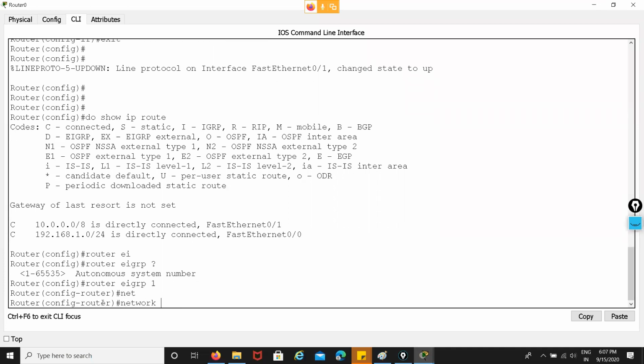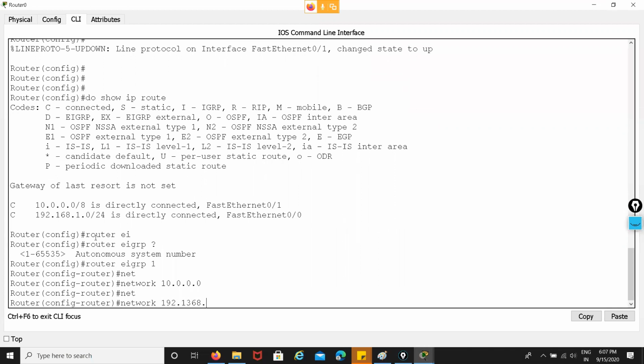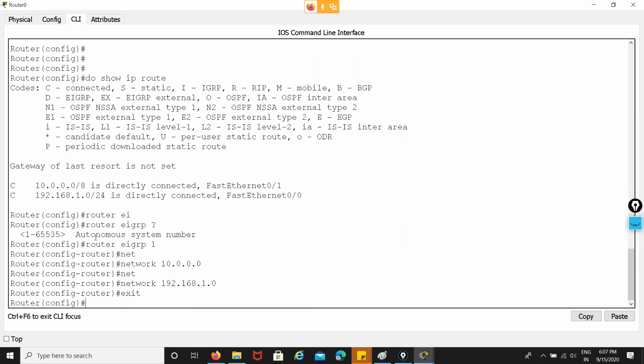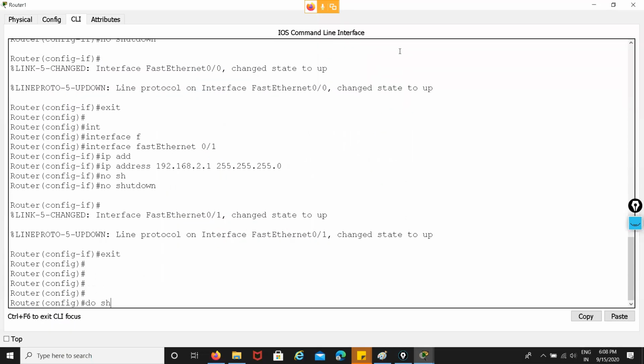Now it's time to configure the network. Now you can see this is the available network in its routing table. So just simply enter these values like this: 192.168.1.0. Also do the same things from the other side, on the other side router.